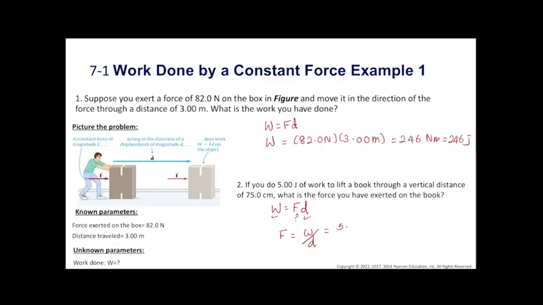So it is 5 joules over 0.750 meter. So we have to convert centimeter to meter, which is divided by 100. So it is 0.750 meters. Therefore the answer is 6.67 and the unit is Newton, because joule is Newton meter, and the meter divided by meter gets cancelled and the unit is Newton.